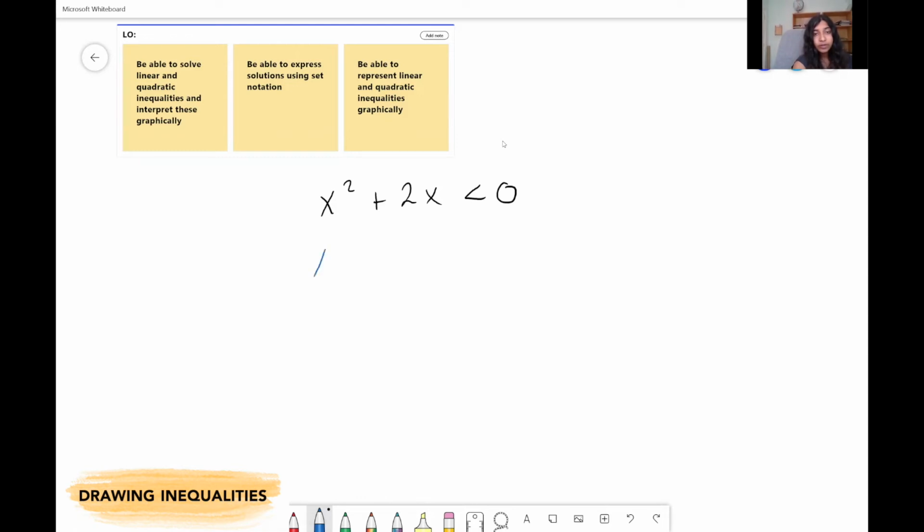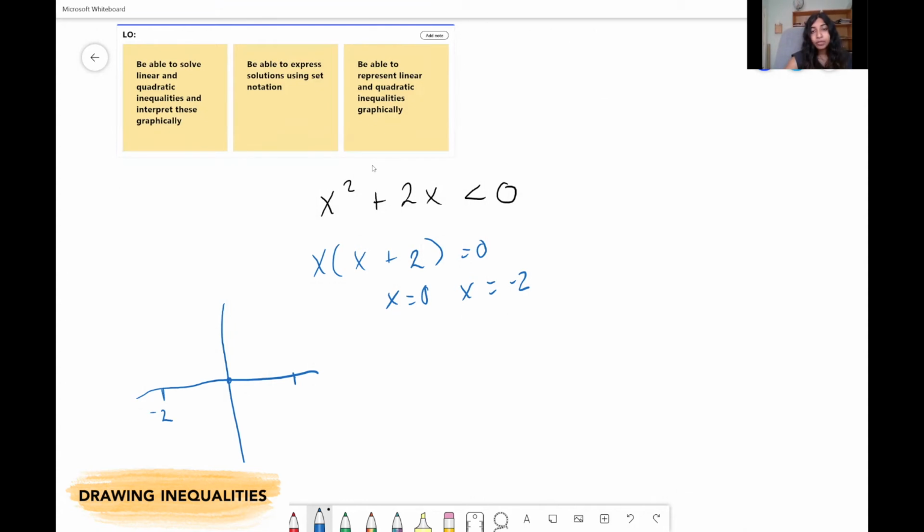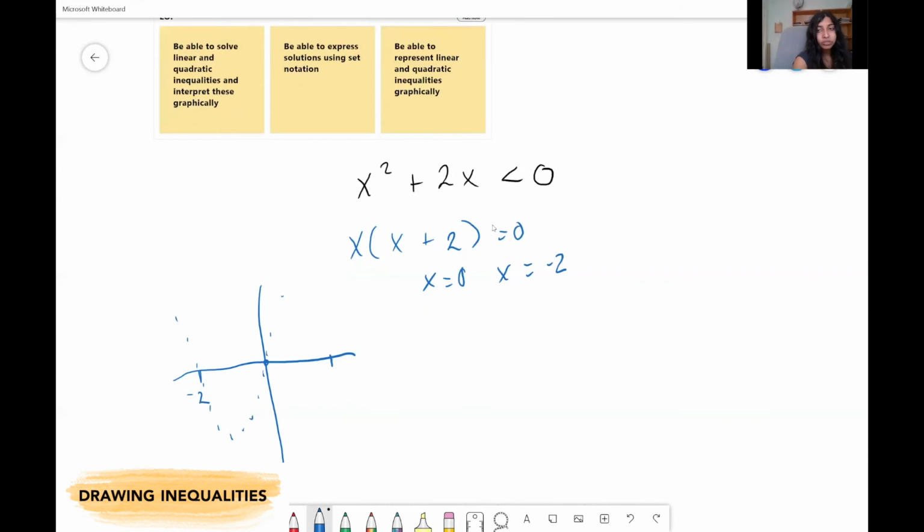You just factorize it and you would get x times x plus 2 equal to 0. So you'd get x equals 0 and x equals minus 2 as the points where it crosses the x-axis. Then you can plot the graph normally. Because it's not less than or equal to, you want to draw a dotted line, and the graph would look something like this. If you don't remember how to draw quadratic graphs, go back to that video to make sure, because you'll need this.